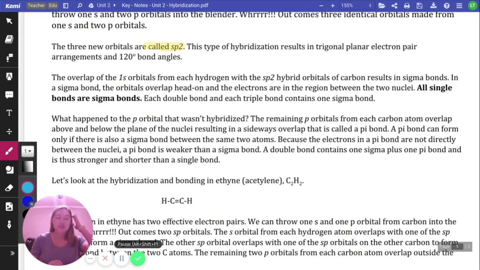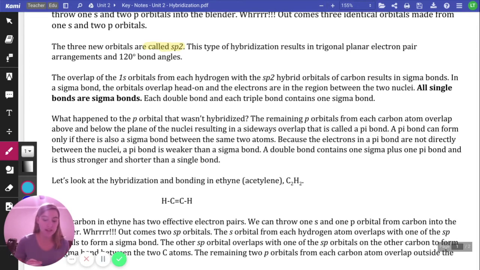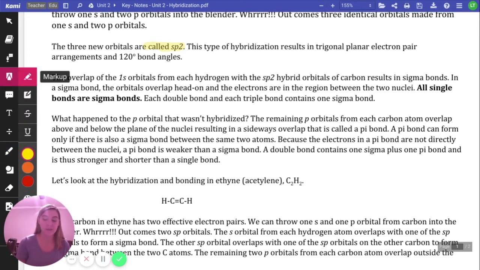All right, guys. So now what I want to talk about is sigma and pi bonds. What's happening in our bond is that we have the overlap of the 1s orbital and the sp2 hybrid orbitals of our carbon, and it results in something we call sigma bonds. In sigma bonds, the orbitals overlap head-on, and the electrons are in the region between 2 nuclei. That's not super important for you to understand, but what is important is that every single bond contains a sigma bond. If you have a single bond, it is automatically a sigma bond. Double bonds and triple bonds all contain 1 sigma bond as well. Sigma bonds are just those bonds between the 1s orbital and the hybridized orbital.